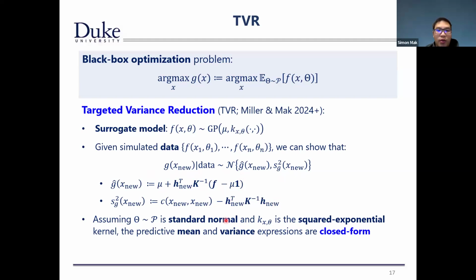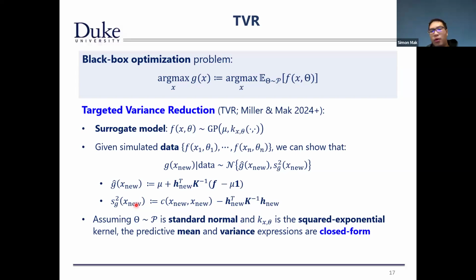Under this condition, we can show that if our noise distribution is standard normal, and we couple this with a kernel that's the squared exponential kernel, under these two conditions, this posterior mean and this posterior variance can be evaluated in closed form. That's the nice thing about the Gaussian process that we can exploit.